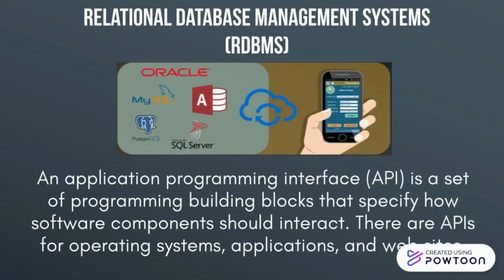An Application Programming Interface, API, is a set of programming building blocks that specify how software components should interact. There are APIs for operating systems, applications, and websites.